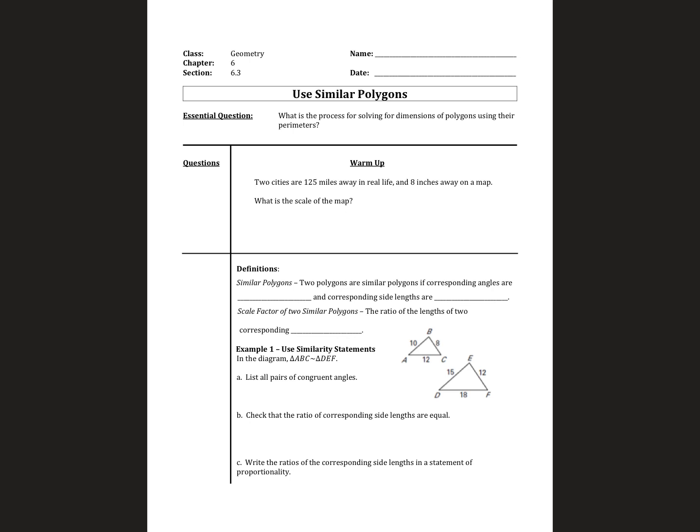We're continuing with 6.3 today, which is about similarity and polygons. So the name of the lesson is use similar polygons. Our essential question is, what is the process for solving dimensions of polygons using their perimeters?